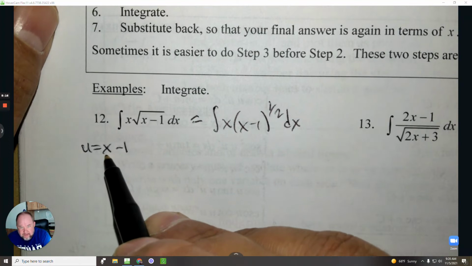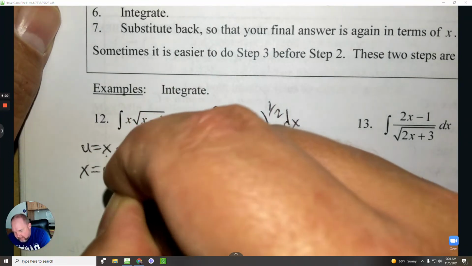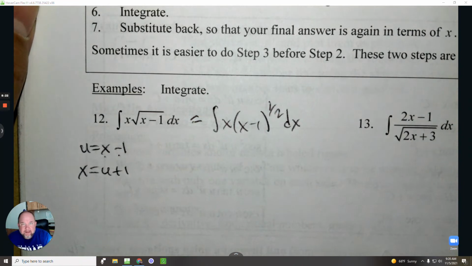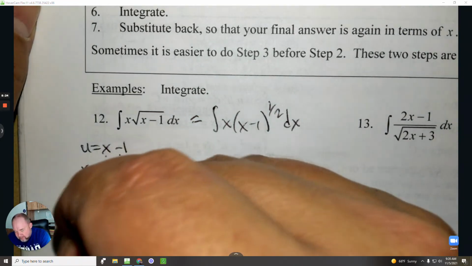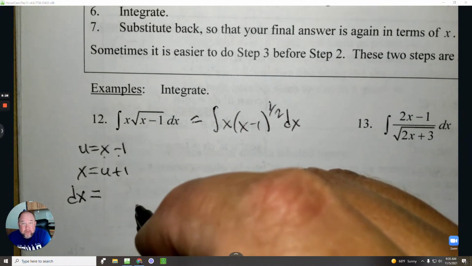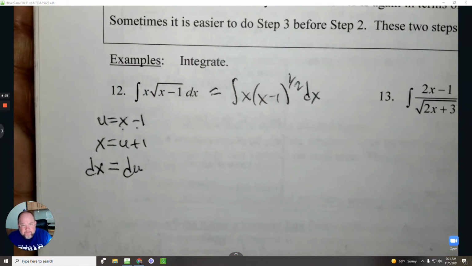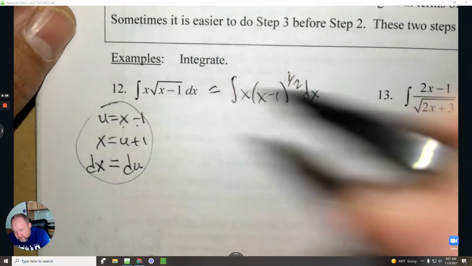Then we're going to solve for x. So we're going to add 1 to both sides. So x is equal to u plus 1. And then I take the derivative. So the derivative of x is 1 with a dx. The derivative of u is 1, but it needs a du. And the derivative of 1 is 0. So this is what I'm going to substitute in.